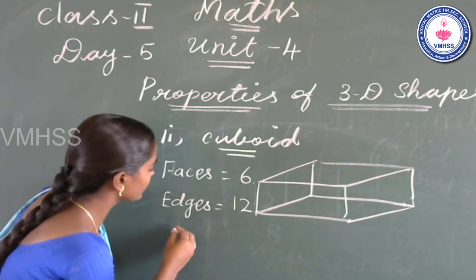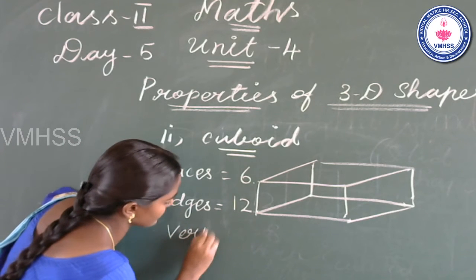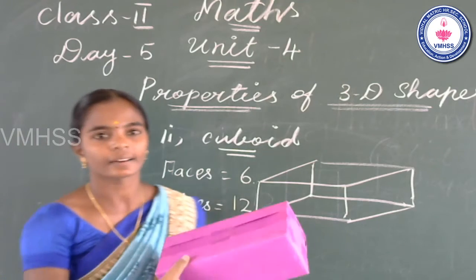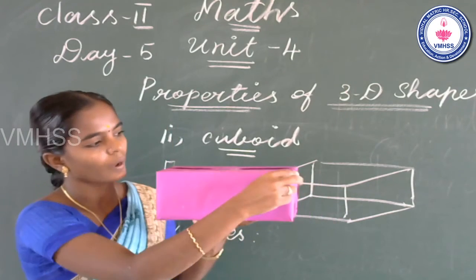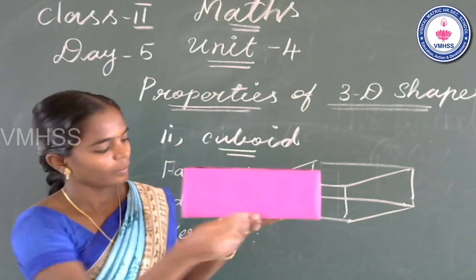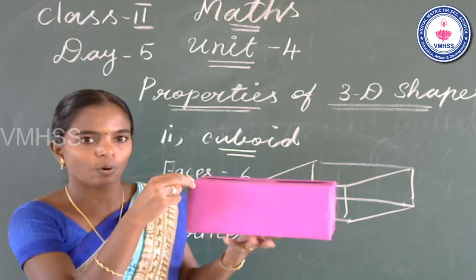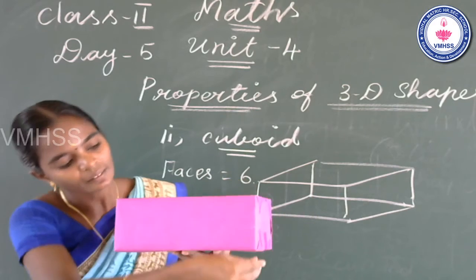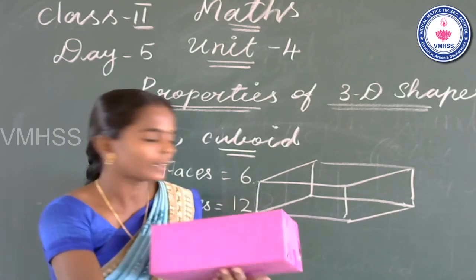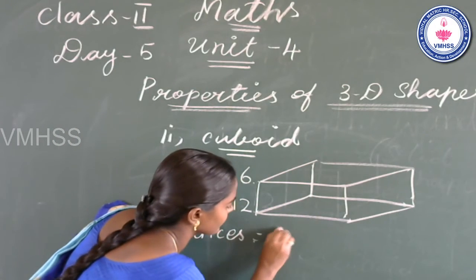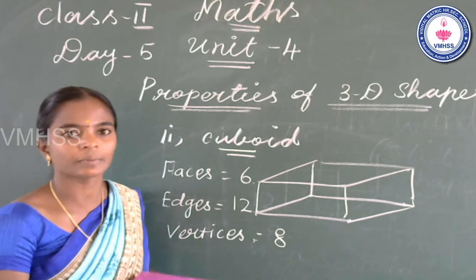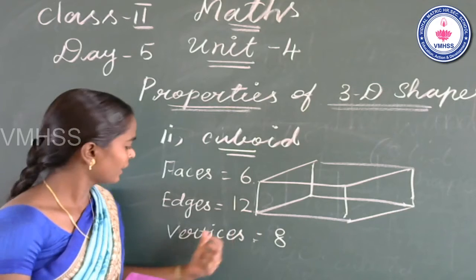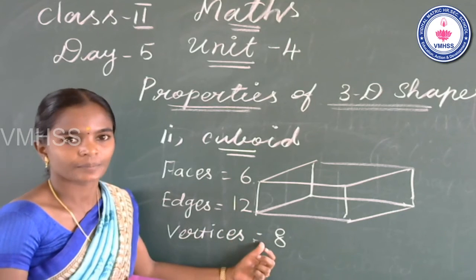Next we will count the number of vertices. Children, vertices is corner. So 1, 2, 3, 4, 5, 6, 7, 8. So number of vertices 8. Did you understand? So faces 6, edges 12 and vertices 8.